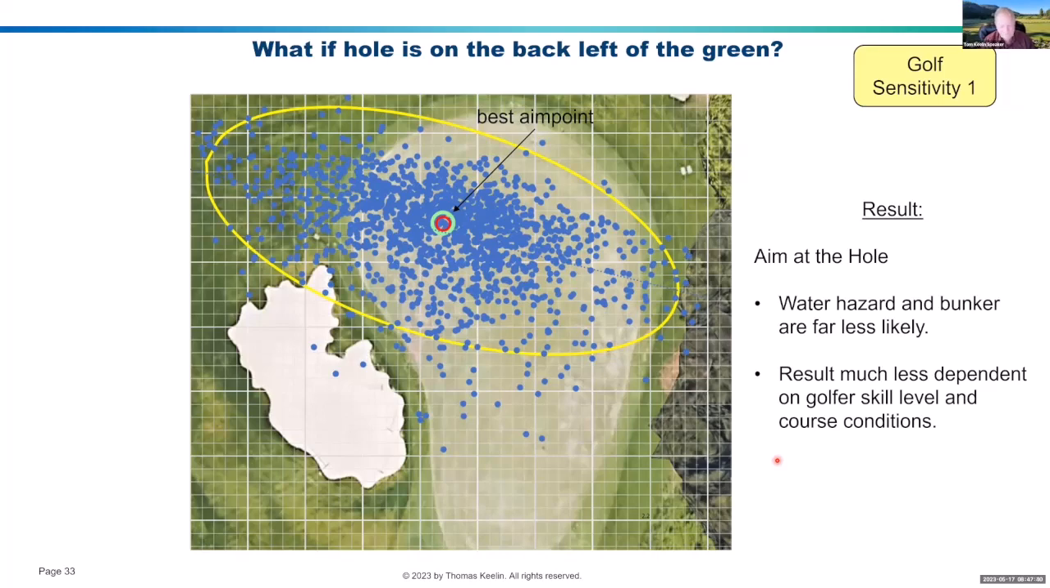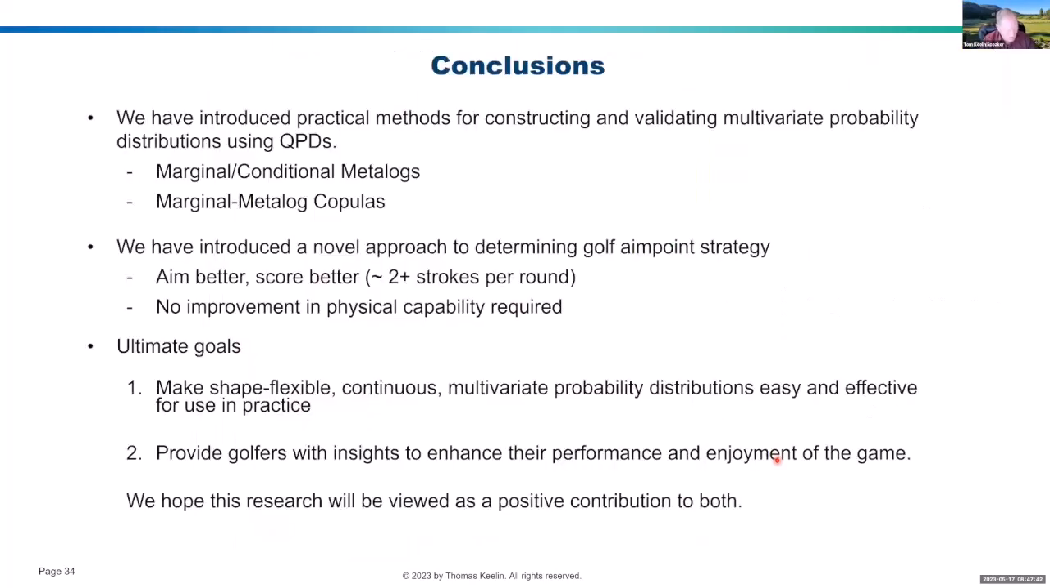Okay, so in terms of conclusions, let me say a couple of summarizing things before we go to questions and answers. We've introduced practical methods for constructing and validating multivariate probability distributions using QPDs, two methods. We've introduced a novel approach using decision analysis to determine golf aim point strategy. The whole idea is aim better, score better, which looks like it would be 2+ strokes per round, according to the quantification I've done. No improvement in physical capability required.